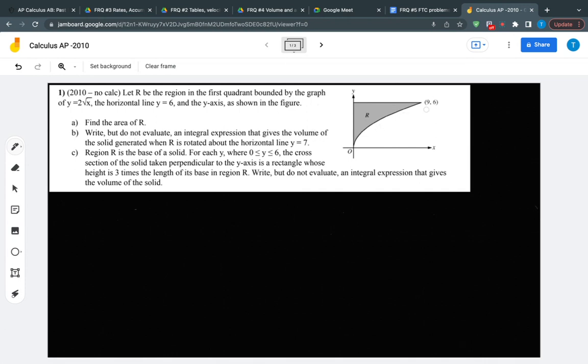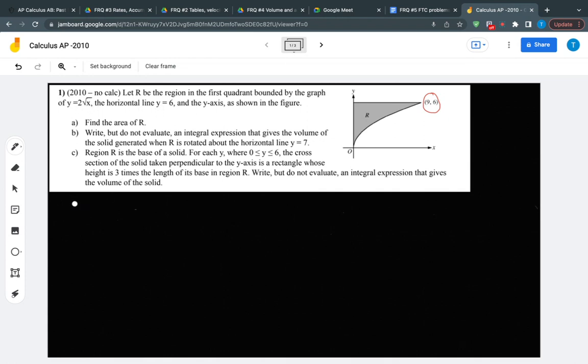Here they are being nice. They give us the intersecting point right there. But if they don't give it to us, we need to find it. How do we find out that this point is (9, 6)? By finding the intersection of these two.